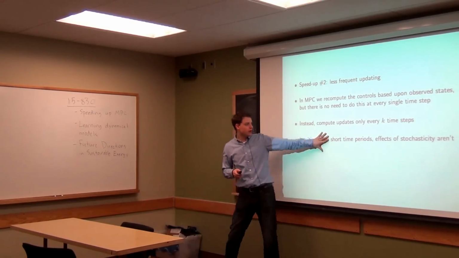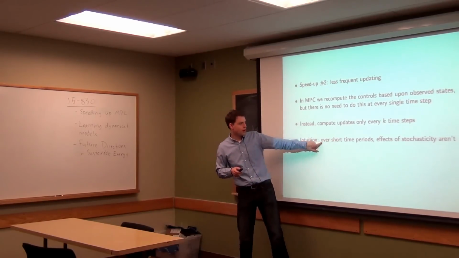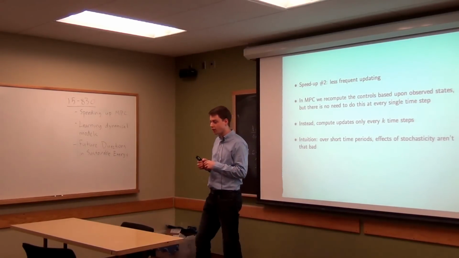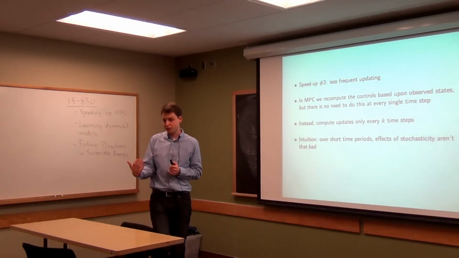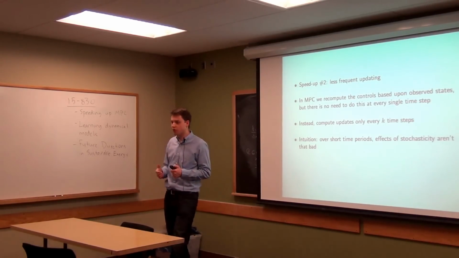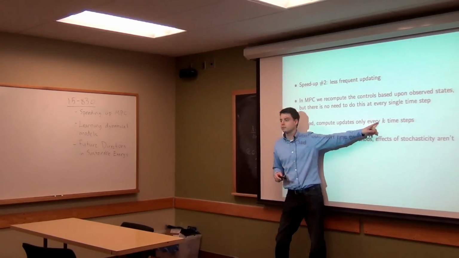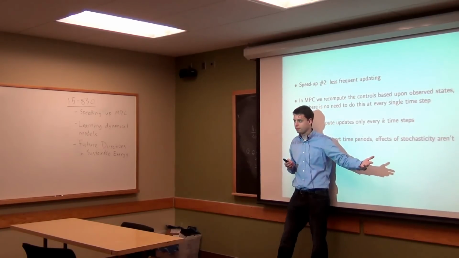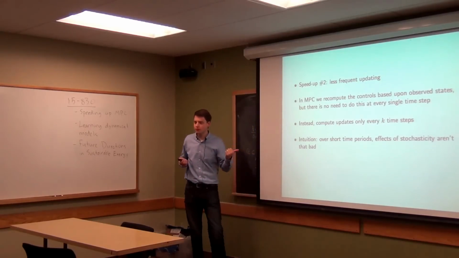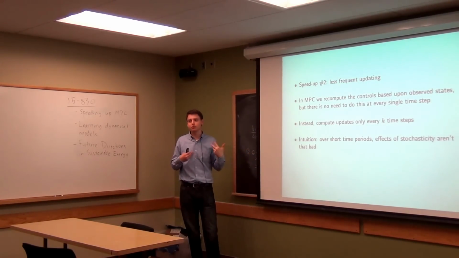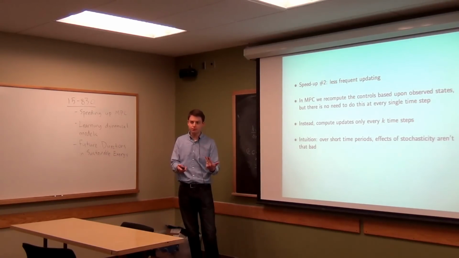And again, the intuition here is that over short time periods, the effects of stochasticity aren't very bad. So instead of resolving our optimization problem every time, we're going to only update it, resolve it, every, say, k time steps. And in between those solutions, we just execute the solution from our old problem. Does that make sense to everyone? So what this speeds up is different from the last one, where rather than thinking about a shorter horizon, now we're just letting it go for longer before we resolve.